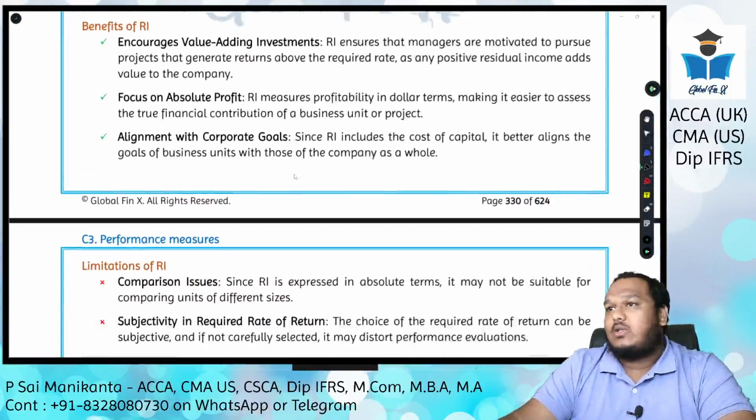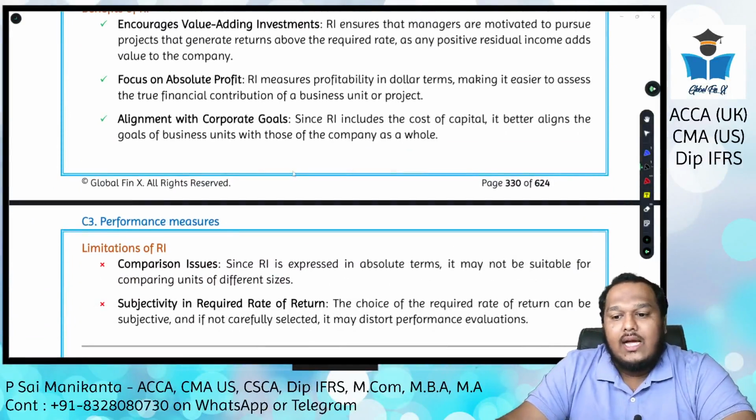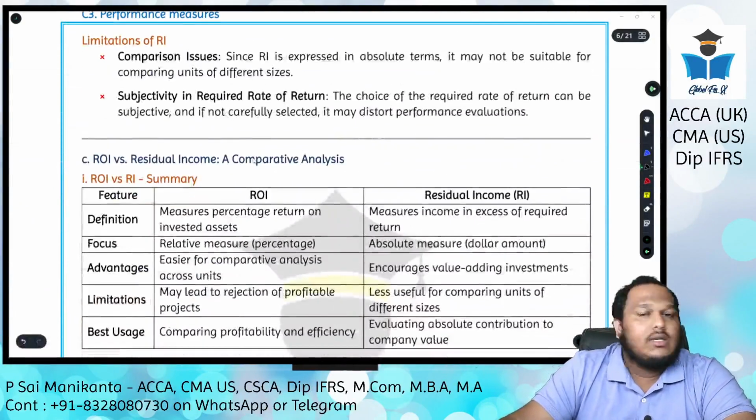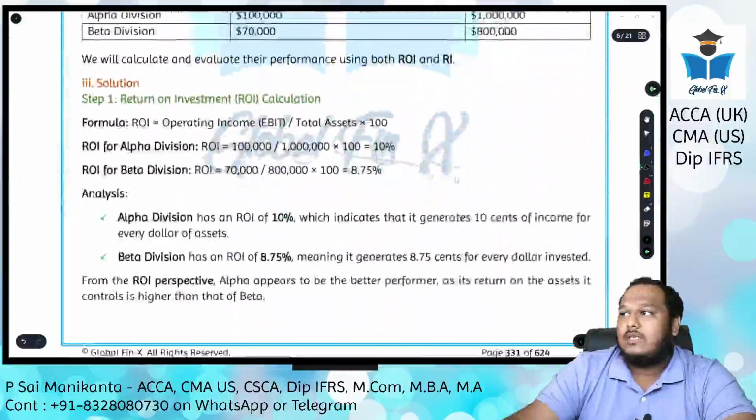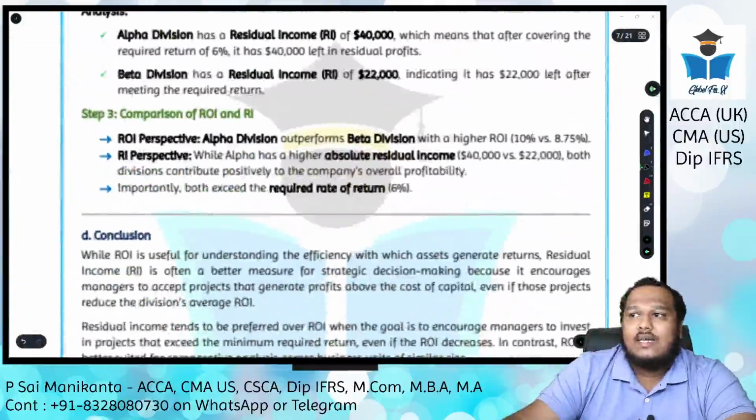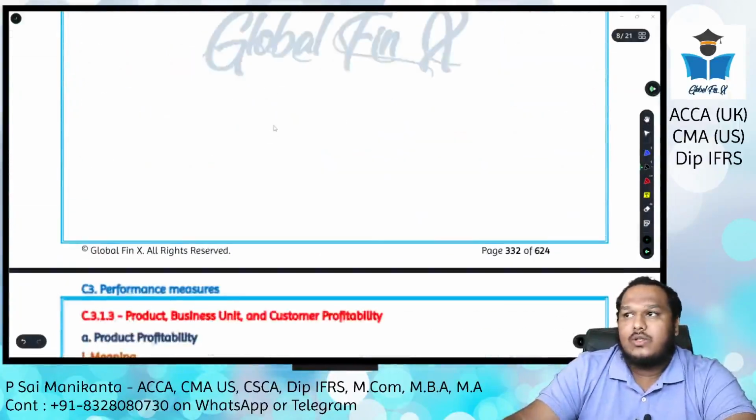Okay, now let's quickly go through the benefits and limitations, and in the next video we are going to start with the comparison between ROI and RI with a numerical example. You can see there is alpha and beta, that example is also given, and a conclusion is also given.